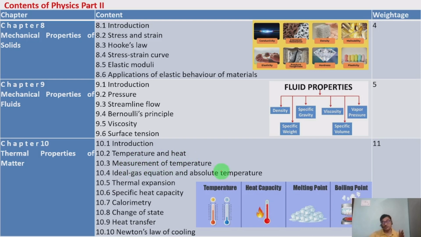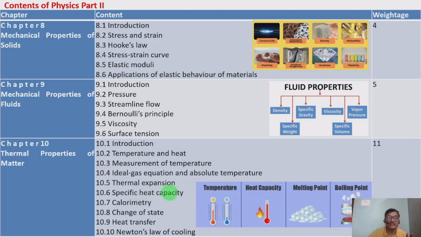How the temperature is to be measured. We cannot say hot or cold only by the senses, but how it will be measured. 10.4 Ideal gas equation and absolute temperature. The equation used for gases is called the ideal gas equation, PV = mRT. That in detail we'll discuss, and absolute temperature, which is used in the ideal gas equation, that also we'll discuss.